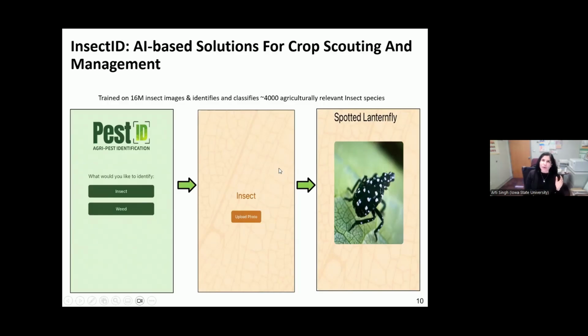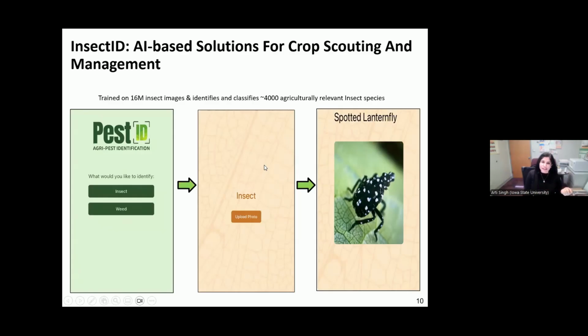So in 2021, I came across this iNaturalist data. And as you all know, iNaturalist is citizen science data. It has millions and millions of images of various species from insects, the animal kingdom, the plant kingdom. So this is where we started. We started with 2 million images and started training a model. And we started seeing good results in the sense that the model started working in the field.